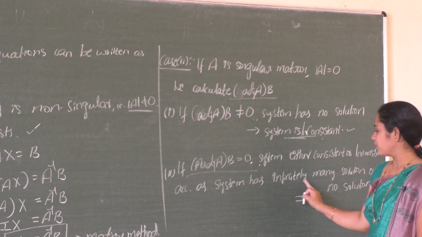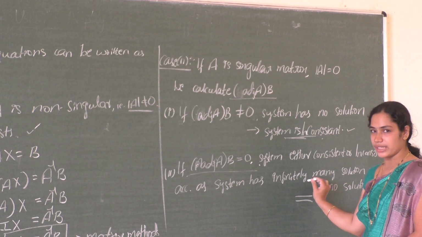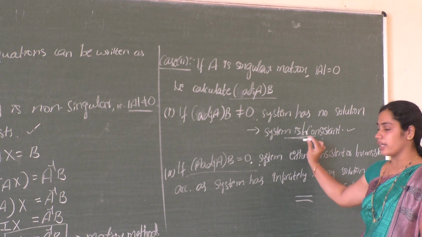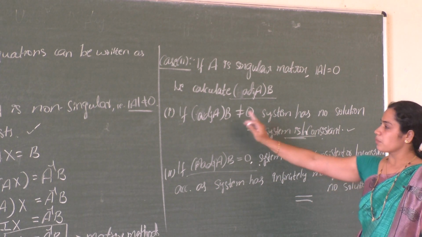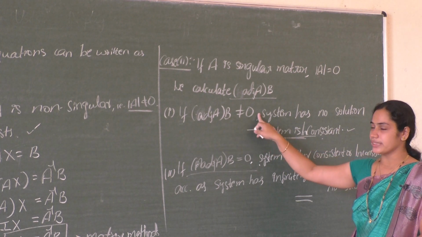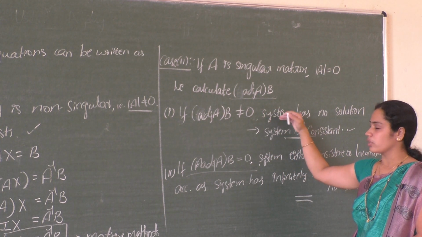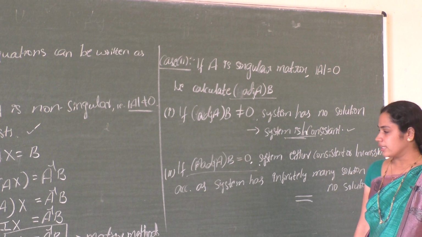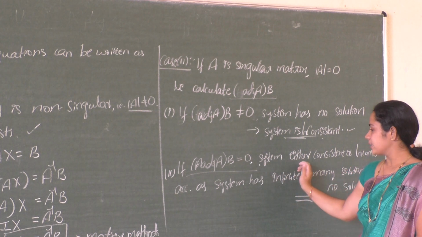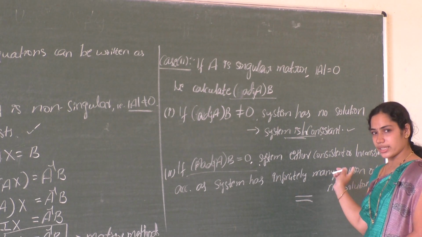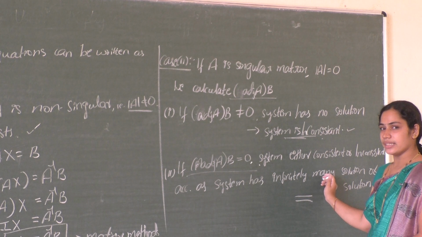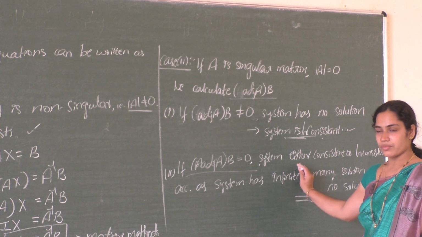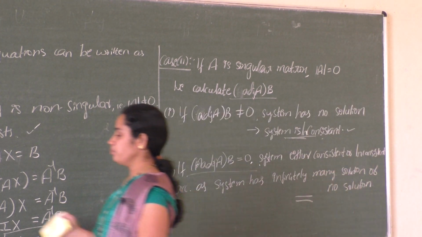Now, finding infinitely many solutions is not there in our syllabus. Okay, so only these two conditions we need to remember. Suppose adjoint of A into B is not 0, solution does not exist, system is inconsistent. Suppose it is 0, system may either be consistent or inconsistent according as it has infinitely many solutions or no solution. Okay, let us do one problem.